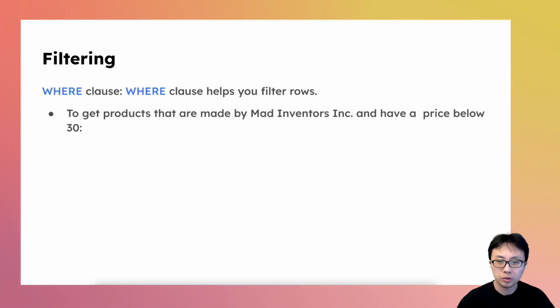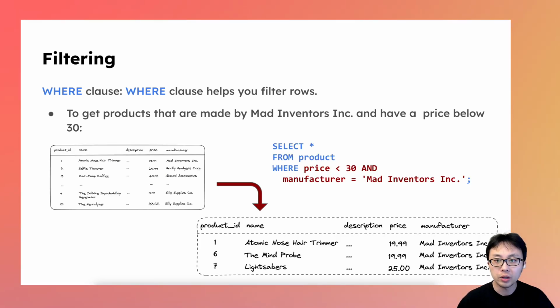For example, to get products that are made by the Made in Ventures Inc. and have a price below 30, you can construct this query like this. The query says select a star from product where price smaller than 30 and a manufacturer equal to Made in Ventures Inc. The AND operator combines the 2 conditions. Only the rows that meet both conditions will be filtered and included in the result, which means the products that are manufactured by Made in Ventures Inc. and have a price below 30.